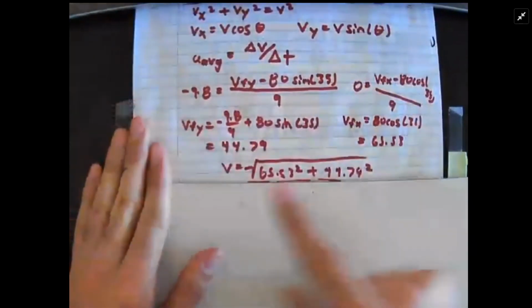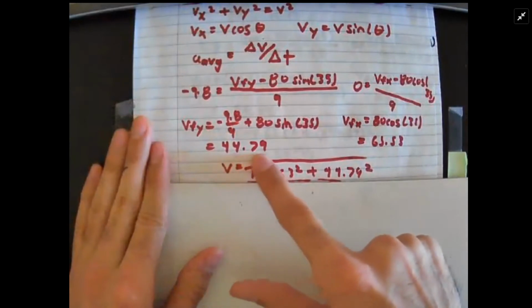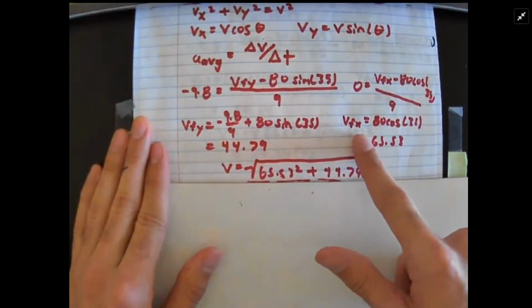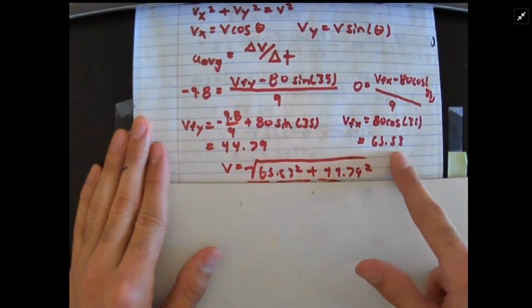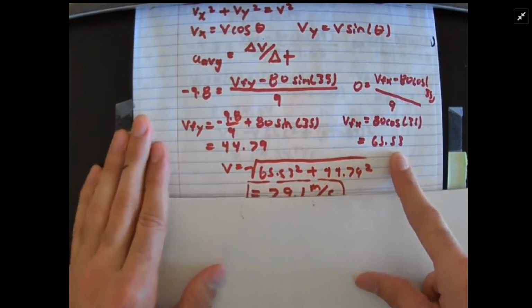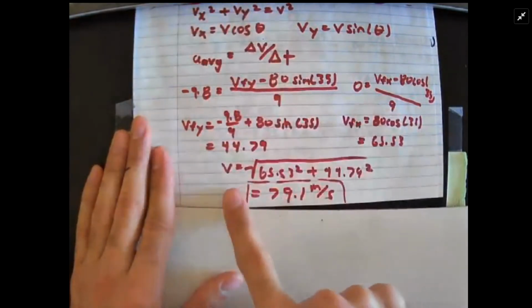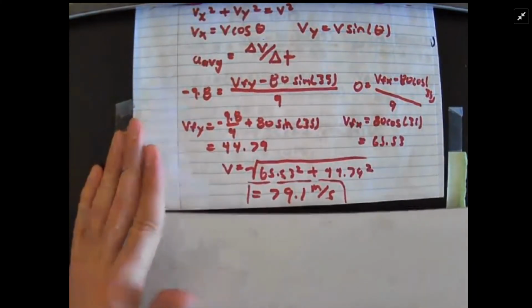After plugging in those numbers, I get that the final velocity is 44.79 meters per second in the y direction, and the final velocity in the x direction is 65.53 meters per second. So I plug these two into this top equation here, and I get 79.1 meters per second.